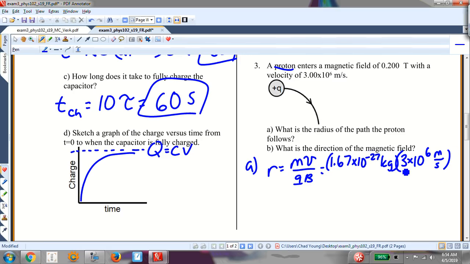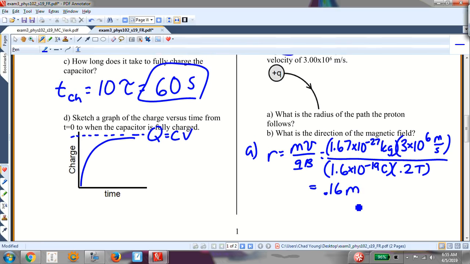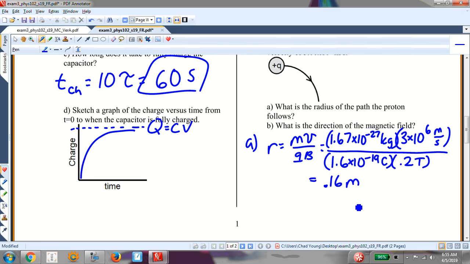And q for the proton is 1.6 times 10 to the minus 19. That's on your equation sheet. And then B is 0.2 Tesla. And that gives me an R value equal to 0.16 meters. Well, it actually should be 0.156 there, but oh well. I'll keep 0.16 or whatever, 0.15, whatever it was.